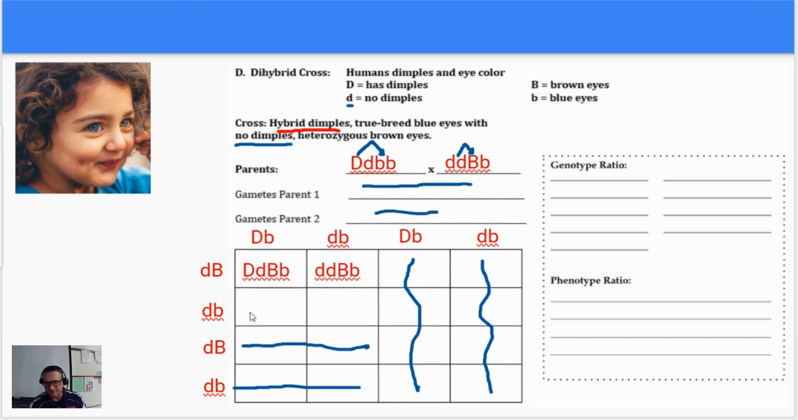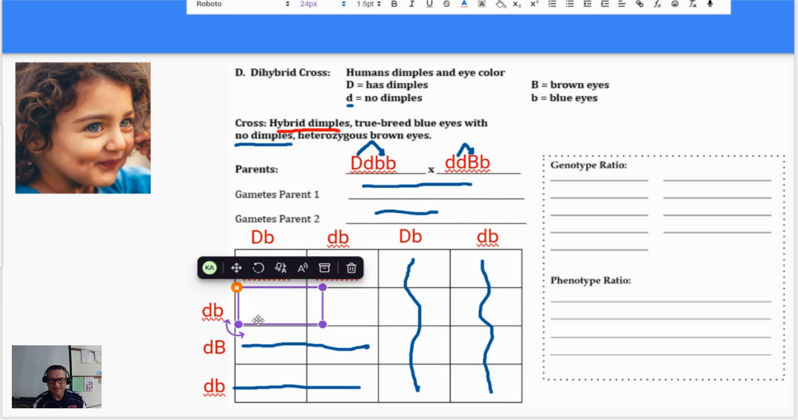All right, we got half of them. This one's going to be big D from the top parent, little d from the side, and little b. And the last one is going to be little d, little b.